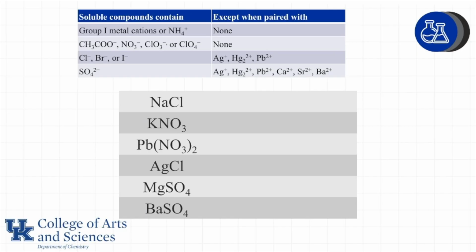Our first example is NaCl. Notice that we see the Na, so we have the Na+ ion in our compound, and therefore this compound is soluble because anytime we see the group 1 metal cations or ammonium in a compound, we know that it will be soluble. Next, we see potassium nitrate. We see both K+, which is a group 1 metal cation, and NO3-, which is one of our soluble ions, and there are no exceptions. Therefore, this compound is soluble. And we can apply either rule to determine the solubility of that compound.